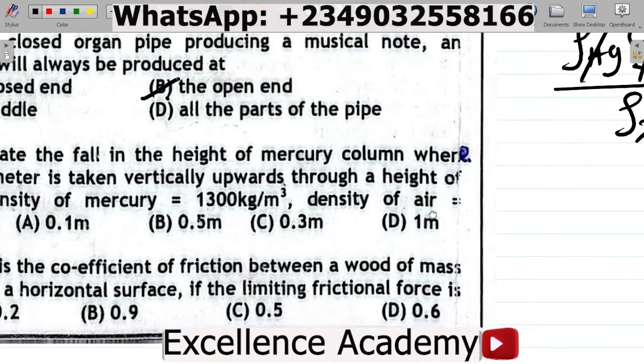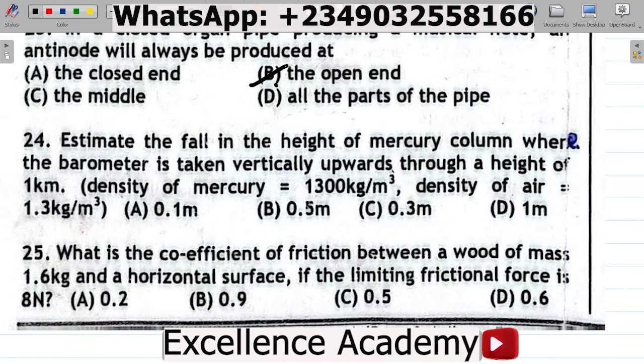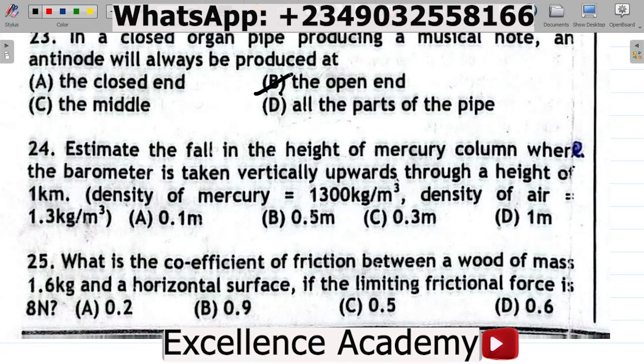Let's see. Yep. So the answer is D, 1 meter. So the correct answer here is D, 1 meter. So this is how we solve this question. Next up, question number 25.